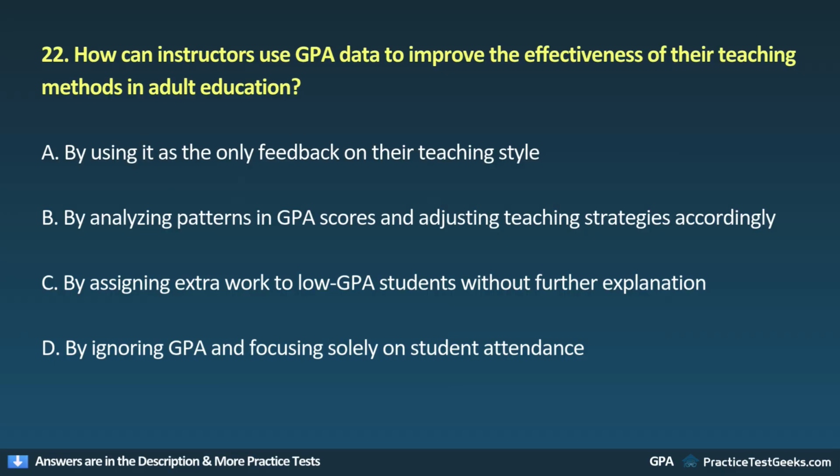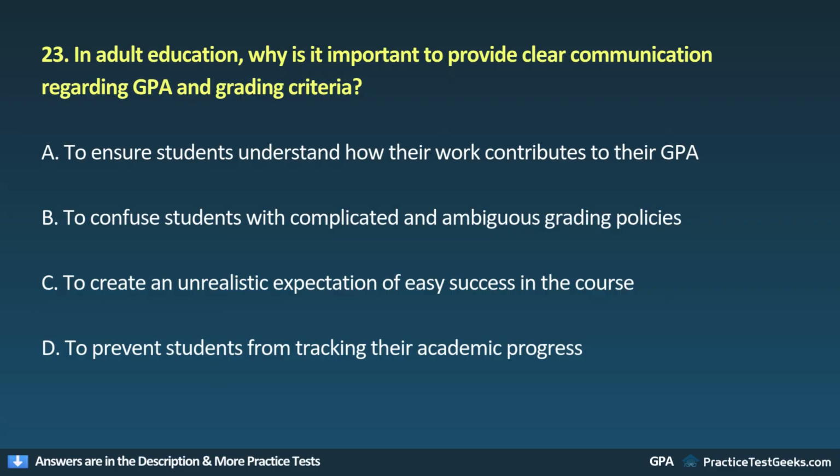A. By using it as the only feedback on their teaching style. B. By analyzing patterns in GPA scores and adjusting teaching strategies accordingly. C. By assigning extra work to low GPA students without further explanation. D. By ignoring GPA and focusing solely on student attendance. 23. In adult education, why is it important to provide clear communication regarding GPA and grading criteria?